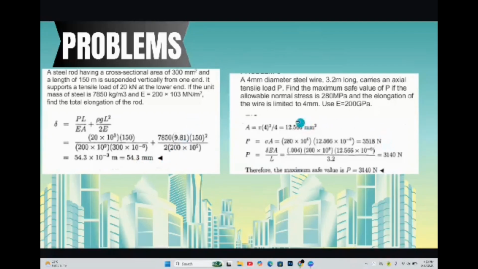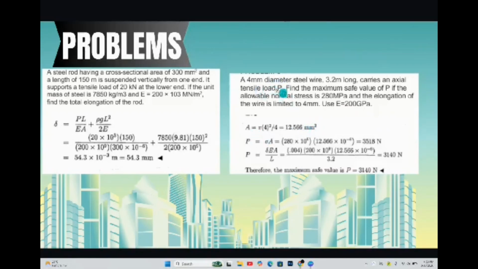So let's proceed to the second problem. A 4 millimeter diameter steel wire, 3.2 meters long, carries an axial tensile load P. Find the maximum safe value of P if the allowable normal stress is 280 megapascal and the elongation of the wire is limited to 4 millimeter. Use E, or Young's modulus, 200 gigapascal.